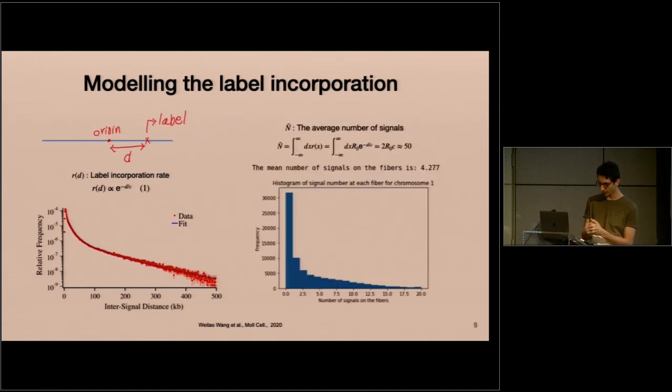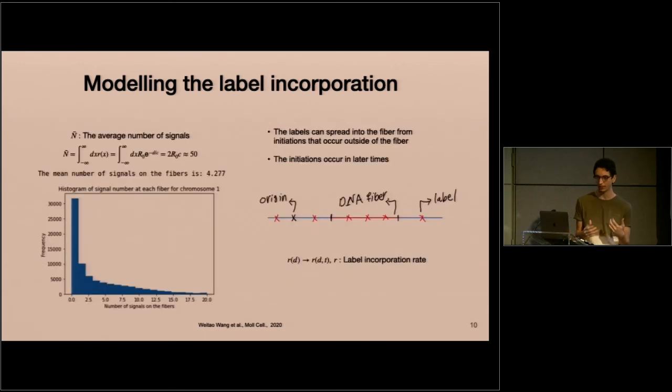However, we have observed an issue with this model. According to this model, the average number of labels around an origin should be about 50. However, we have observed that the average number of labels on each DNA fiber is about 5. So there's a 10-to-1 difference here that we are trying to explain.